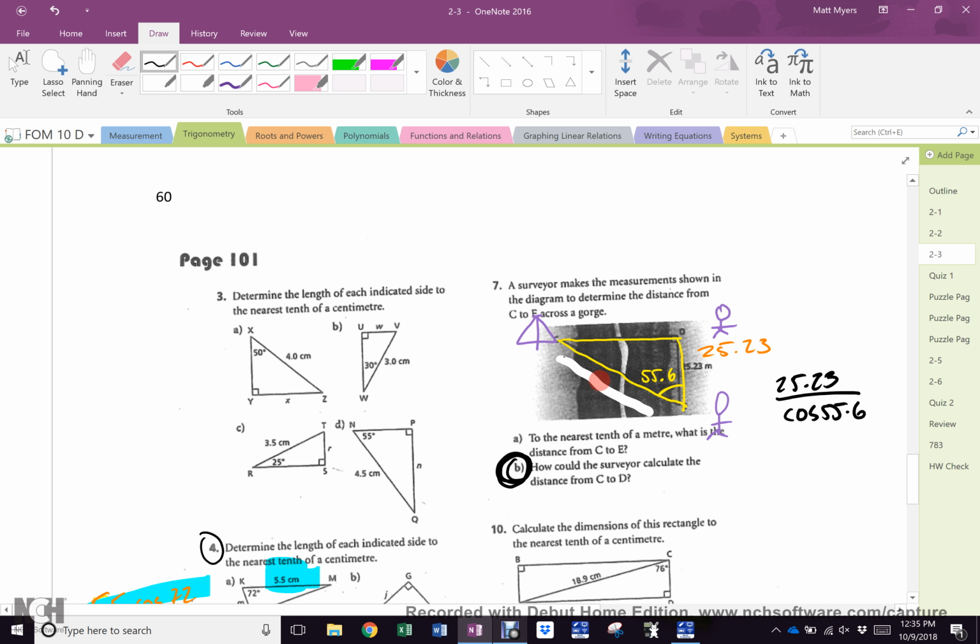Sine? Because you could do sine, because you know the hypotenuse and you need the opposite. Could you do tan? Yes, because you have a theta and an adjacent and you need an opposite. All three would work. Is everybody good?